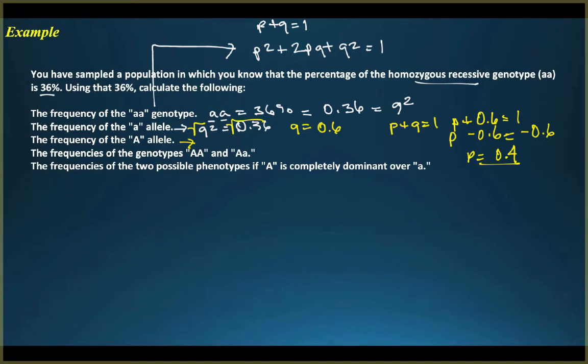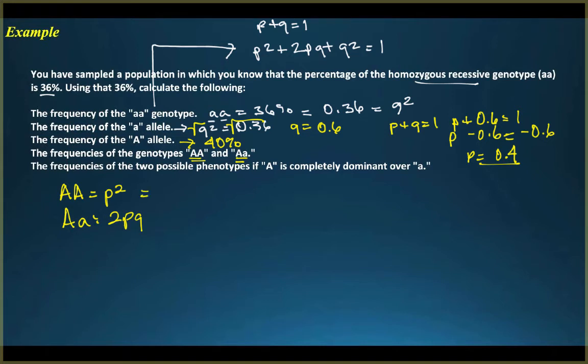Now this is 0.4, so the frequency would be 40%. Now it says, what is the frequency of AA and A little a? This is where you could just put it in, right? So for AA, that's P squared. And A little a is 2PQ. So then the only thing that you're doing here is putting that information in.